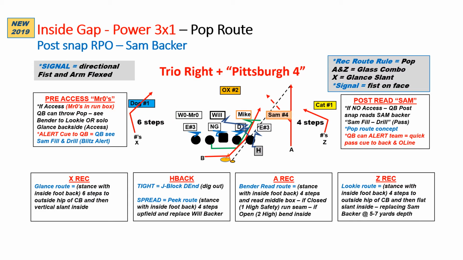Here it is out of the 3x1. Again, doesn't matter. The A and Z are locked into the bender read and the looky route, and the X has the glance. The H on power is always part of the blocking scheme, trying to dig out that play side defensive end as we read the Sam backer.